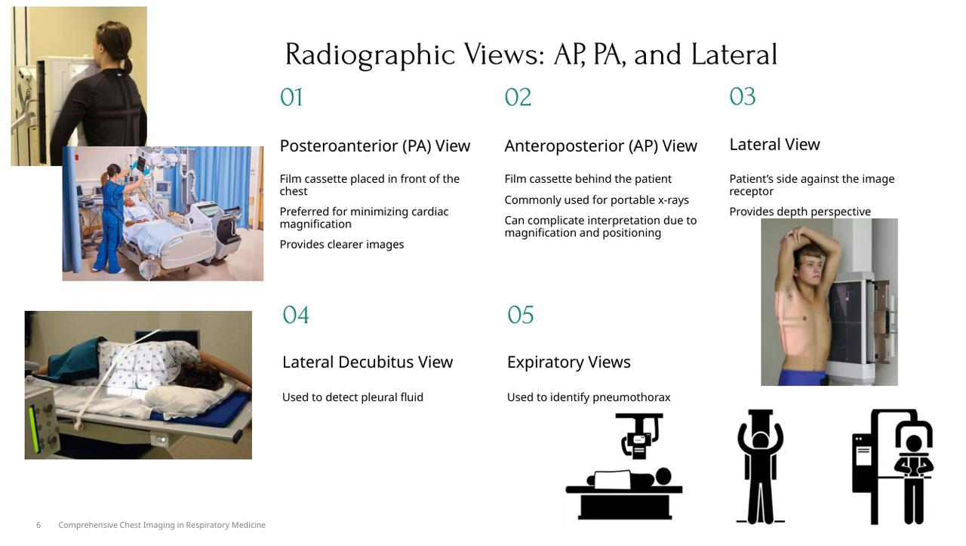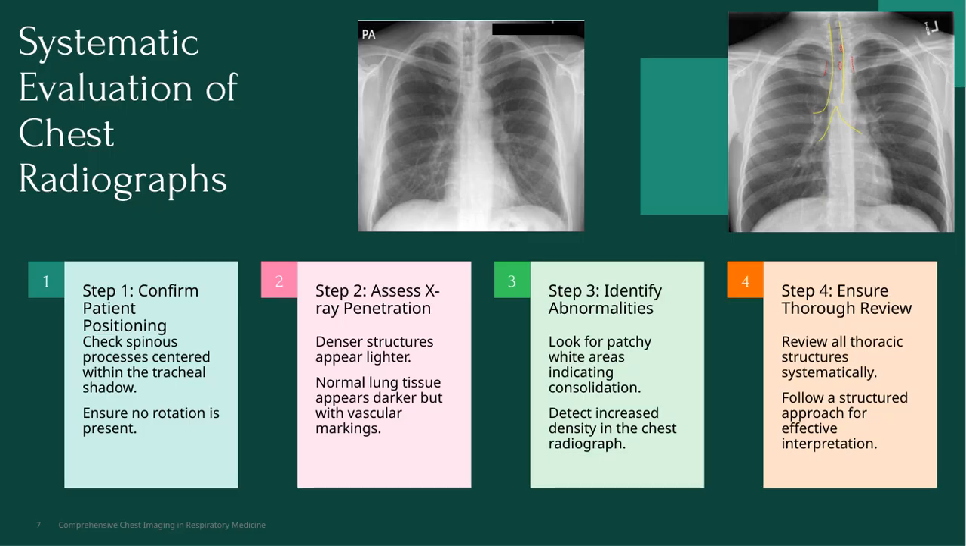In summary, understanding these various radiographic views, AP, PA, lateral, and lateral decubitus, is crucial. Each has its specific indications and limitations, and selecting the right view helps us better evaluate the lungs and chest in different clinical scenarios.